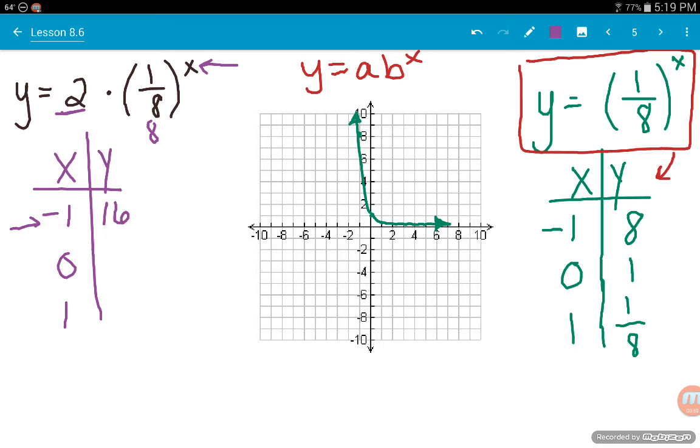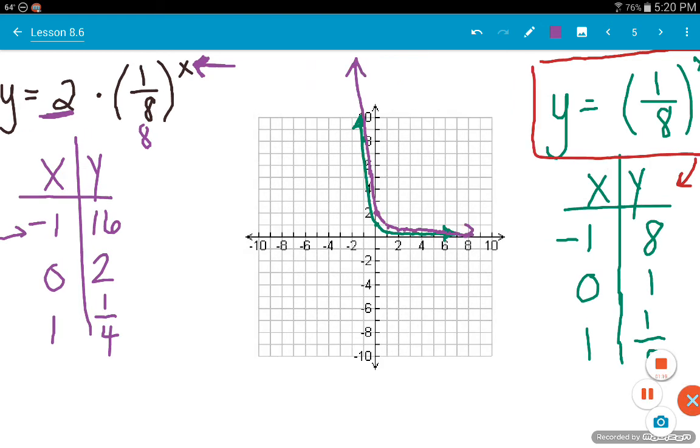Okay, if I put 0 in for x, then I'm going to raise that 1/8 to 1. I'm sorry, 1/8 raised to the 0 is going to give you 1. 1 times this 2 right here gives you 2. All right, and then if I plug into here the 1, x is 1, I'm going to get 1/8 out. If I have 1/8 times this 2 again, I'm going to get 2/8, or if you reduce it, 1/4. Okay?